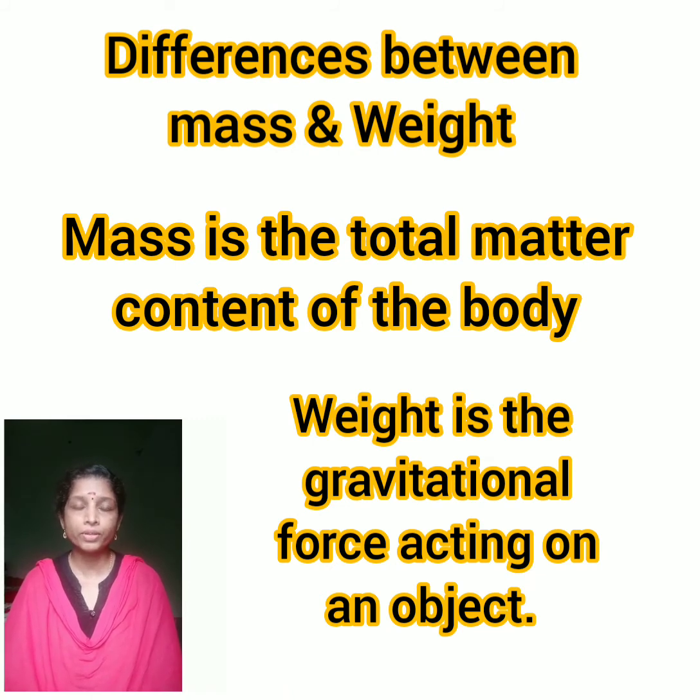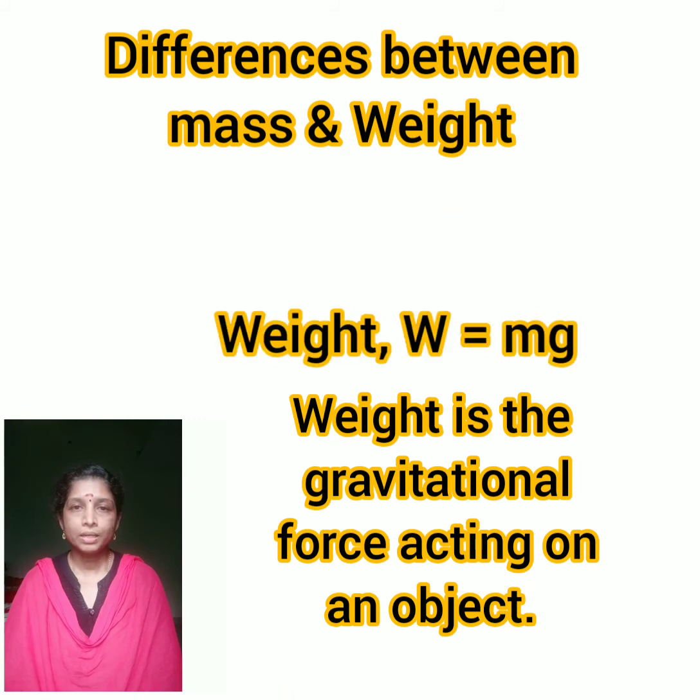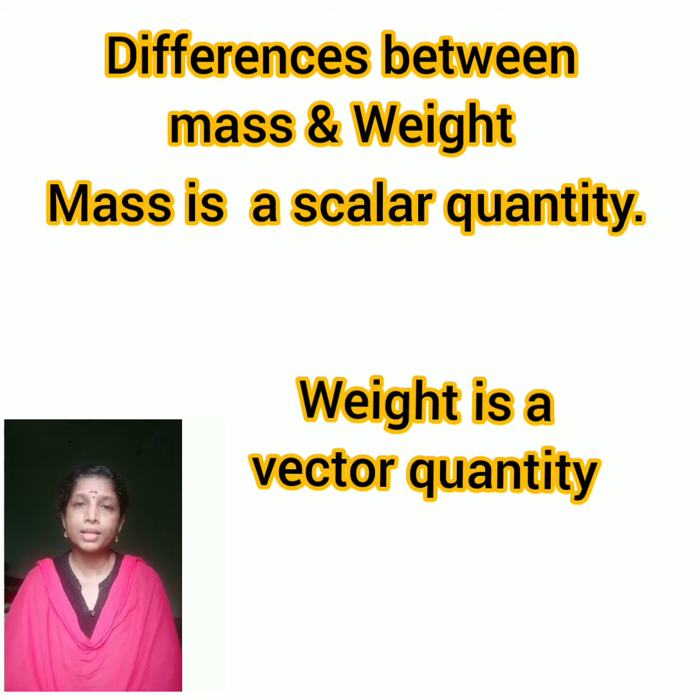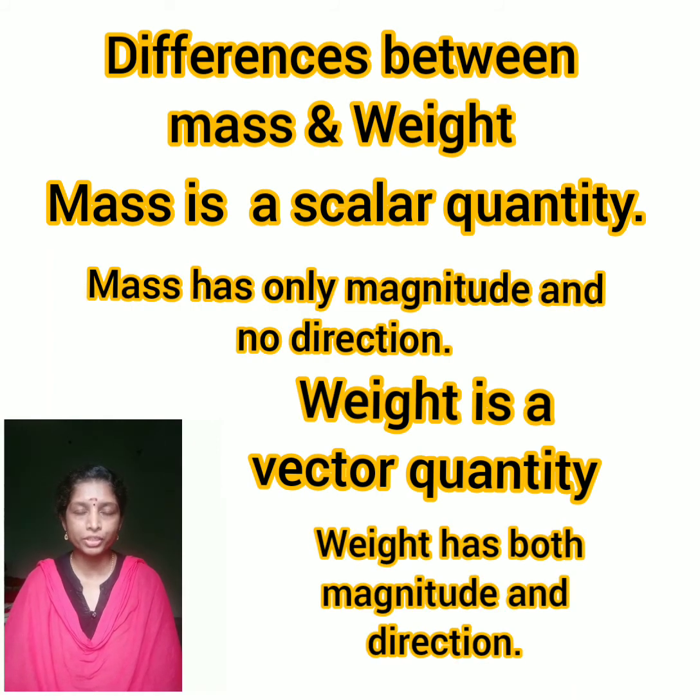Then what is the second difference? Mass has no equations, isn't it? But F is equal to mg, or weight W is equal to mg. That is the equation to find the weight of an object. Now, mass is a scalar quantity because it has no direction. But weight is a vector quantity because g is a vector quantity. So weight is also a vector quantity because W is equal to mg. It has both magnitude and direction.